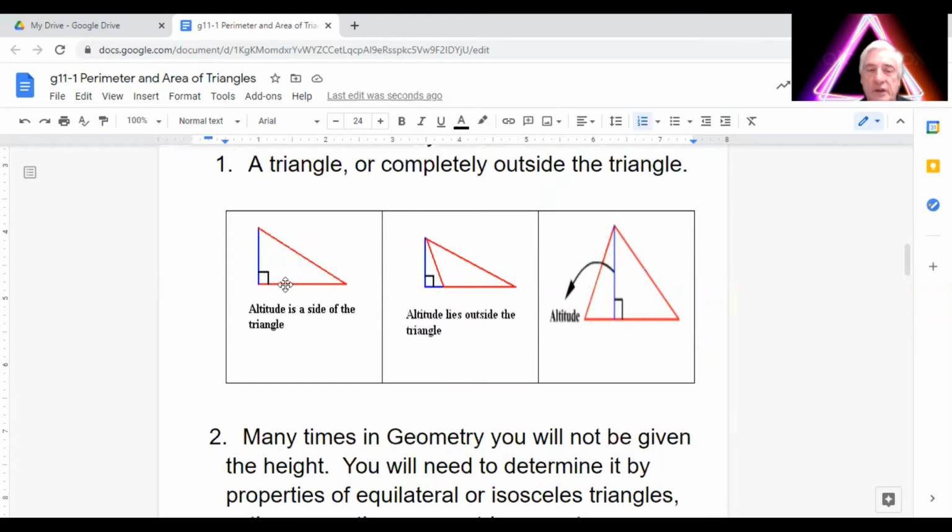Now, this is still the base and this is still the altitude. If I turn that triangle on its side, or turn it upside down, this is still the altitude and this is still the base. Most of the time, your base is going to be at the bottom of your triangle. But if we turn your triangle upside down, it's still a base.